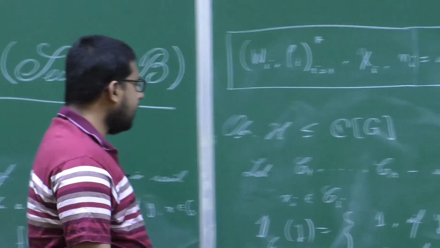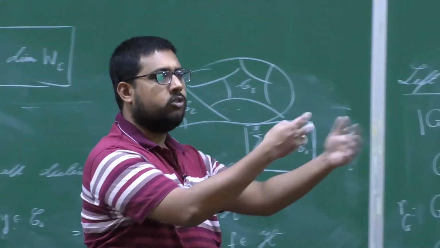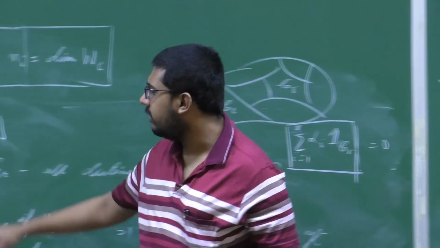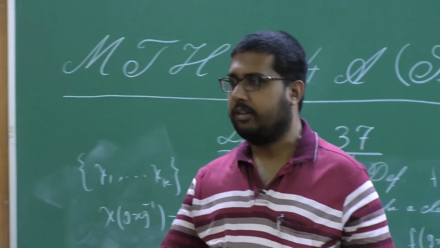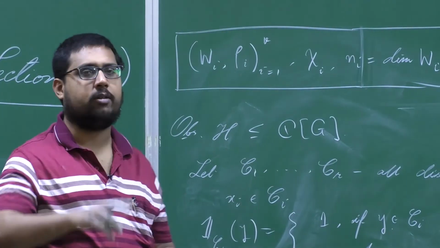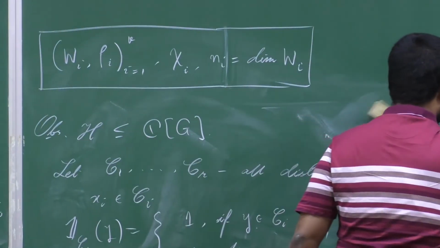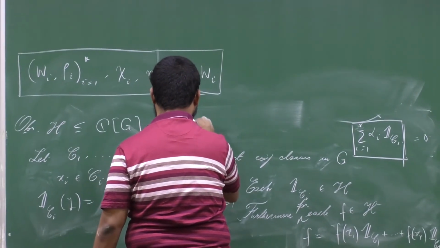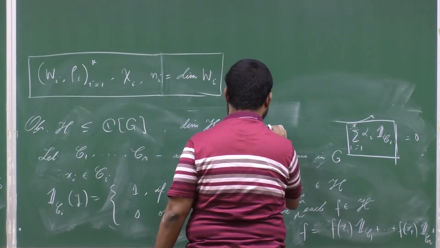So this shows that the indicator functions of the conjugacy classes form a basis of this subspace of class functions in CG. As I said, not only is this finite dimensional, the dimension of H is exactly equal to the number of conjugacy classes.